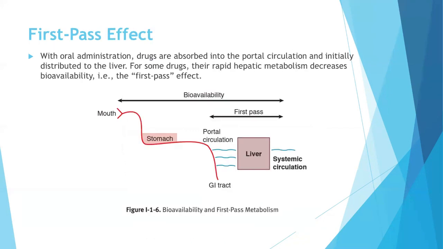Now let's talk about the first pass effect. So with oral administration, the drugs are absorbed into the portal circulation and initially distributed to the liver. For some drugs, the rapid hepatic metabolism decreases the bioavailability, and that is called the first pass effect. First pass through the liver. So whenever we take a drug via mouth, it goes to the stomach, and then by the portal circulation in the GI tract, it goes towards the liver. Liver metabolizes it, so for example, there are 3 molecules entering the liver. Through metabolism, only 1 molecule goes into the systemic circulation or the plasma. Due to that, the bioavailability of the drug decreases. Now, this is called the first pass effect.